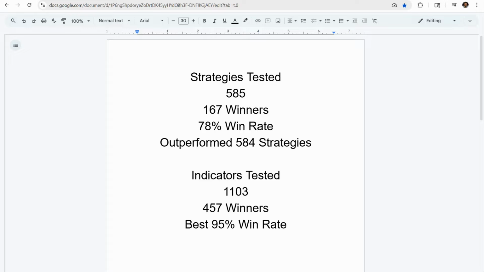Alright, as I said, today we will be testing an updated version of an old indicator. Before we do though, I wanted to put the testing scoreboard up for everyone to see. So to date, we have tested a total of 585 different strategies. The best one so far was able to achieve a 78% win rate. That was achieved using the Academy of Forex indicator as well as the Academy of Forex higher time frame fractal candle indicator in a strategy that I'll mention later on in this video.